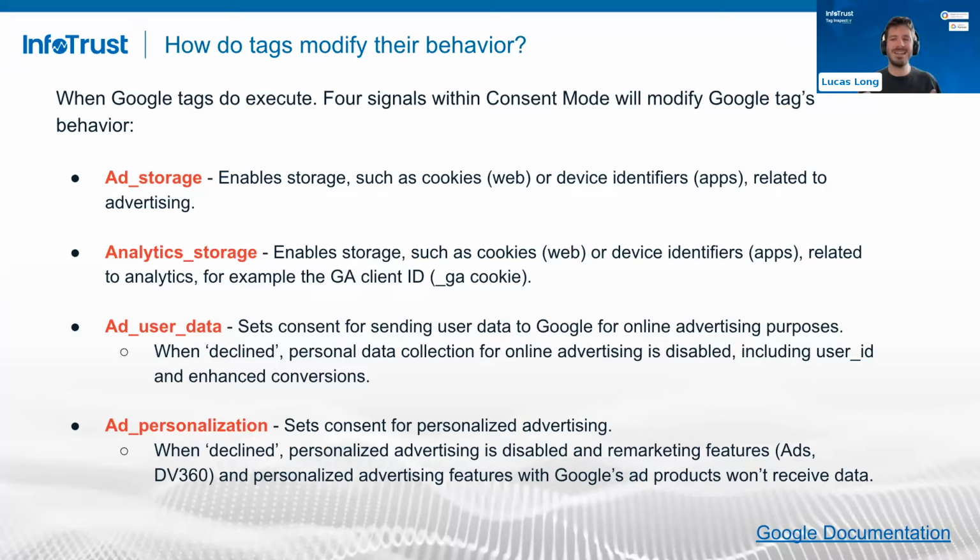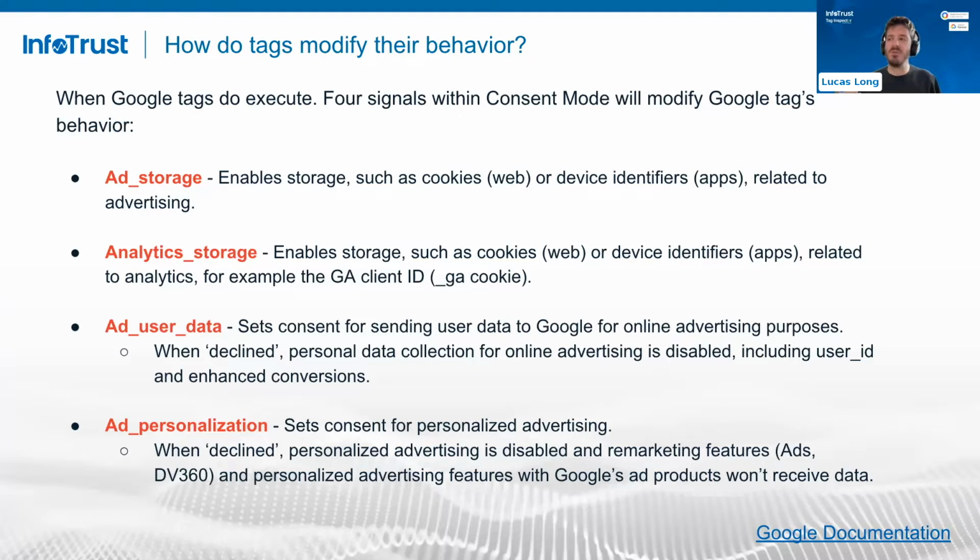Analytics storage is the same kind of idea here, but it's related to cookies that are set or used for the purpose of measurement and for analytics. An example here would be the GA client ID or that underscore GA cookie. If this is granted, GA will access those cookies. If it is not, then it will not.